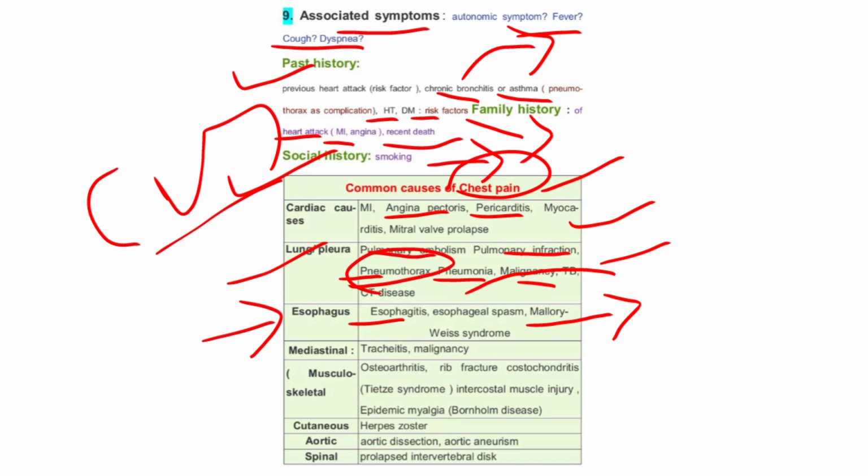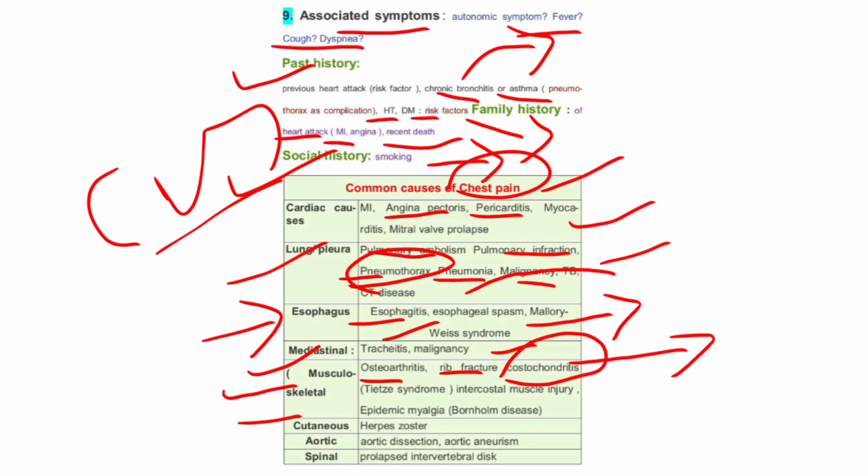Some causes are mediastinal. They include malignancy, tracheitis. It means inflammation of the trachea. Chest pain also has musculoskeletal system causes such as osteoarthritis, any kind of rib fracture, costochondritis. In this condition, there is inflammation of the cartilage that attaches the rib to the sternum. Cutaneous causes, such as herpes zoster virus.